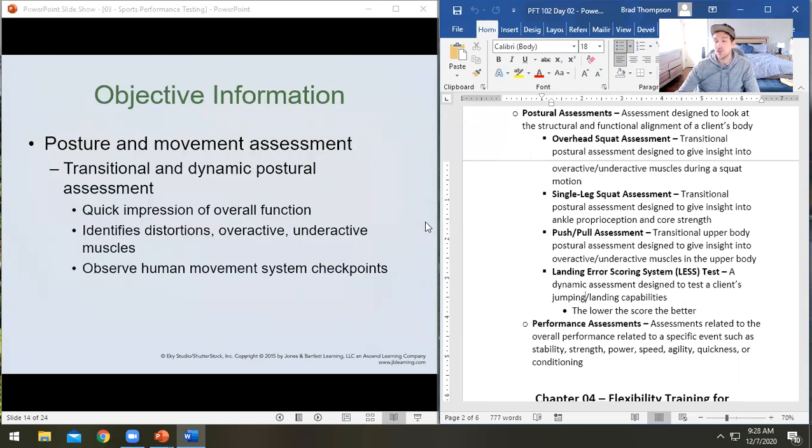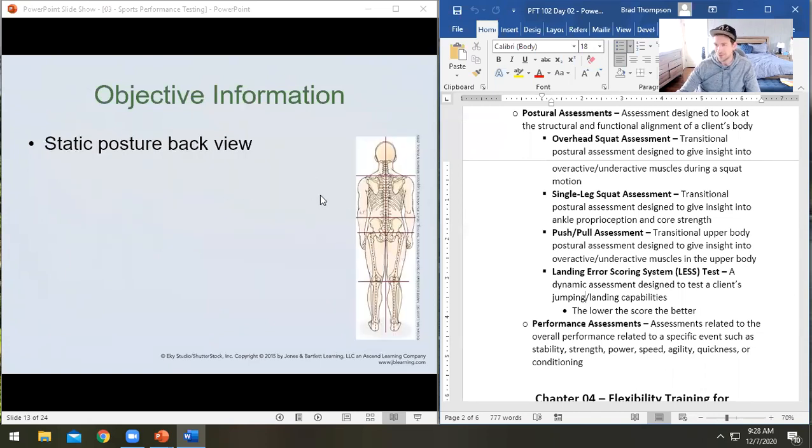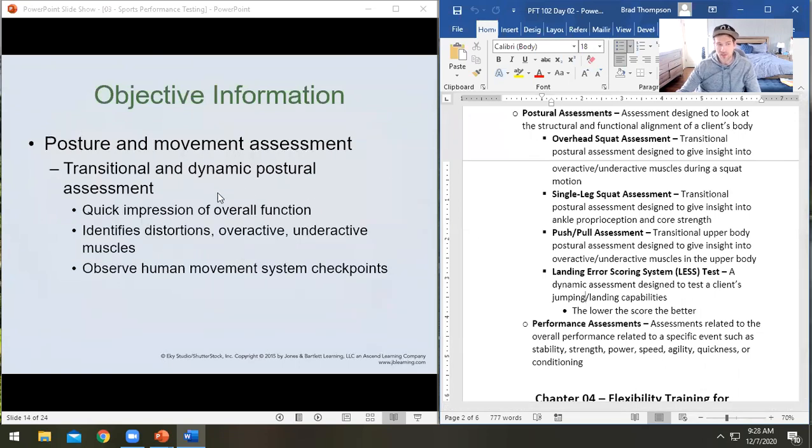So we're going to look at those, and we would do a frontal view as well to look for knee valgus. I don't know why that's not in the PowerPoint. But from the frontal view, we'd look to see are their knees caving in? Are their feet turning out? So those are our static postural assessments.